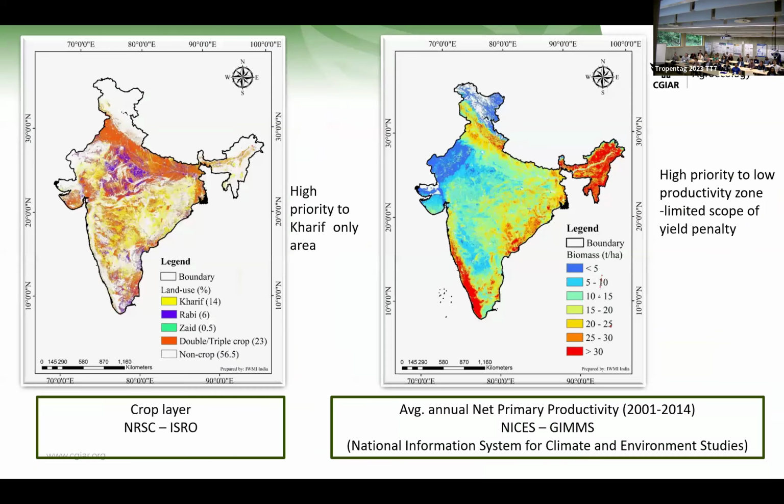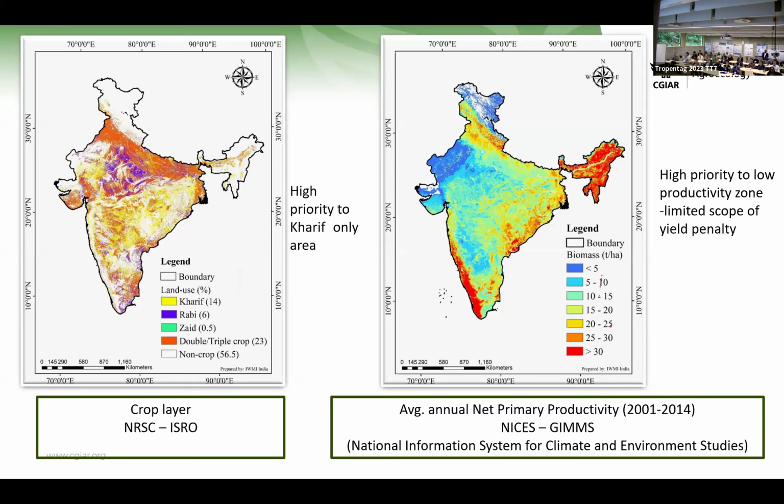So, for example, we added a crop layer. We have Kharif, Rabi, and Zaid season. Kharif is basically monsoon season crops, Rabi is winter, and Zaid is summer season. And there are about 23% of the area where they do both Kharif and Rabi season. Also, we are trying to focus on biomass, how much biomass per hectare is being produced.